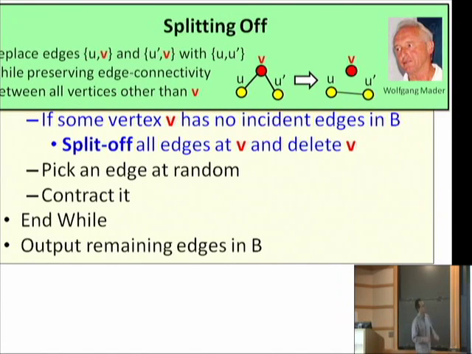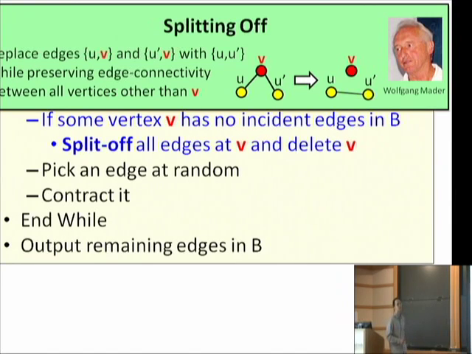Let me tell you what splitting off is, if you haven't seen it before. If we have this vertex V with many incident edges, say it has edges from U and U prime, then there's a way of deleting these edges UV and U prime V and replacing them with edges that do not involve V, in this case a straight edge from U to U prime, that preserves the pairwise edge connectivity between every two vertices other than V. If V has any number of neighbors, there's always a way of moving these edges off of V while preserving these edge connectivity values.